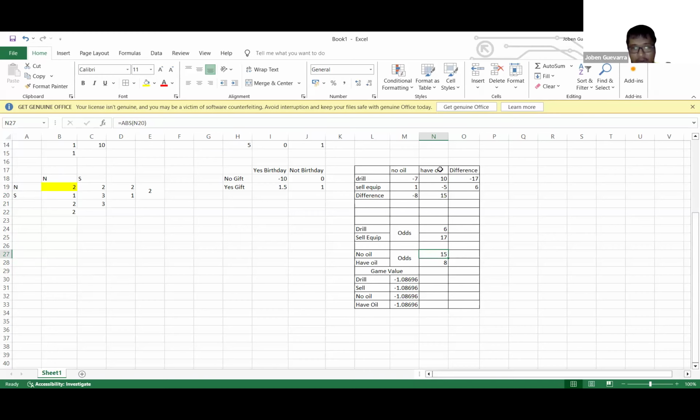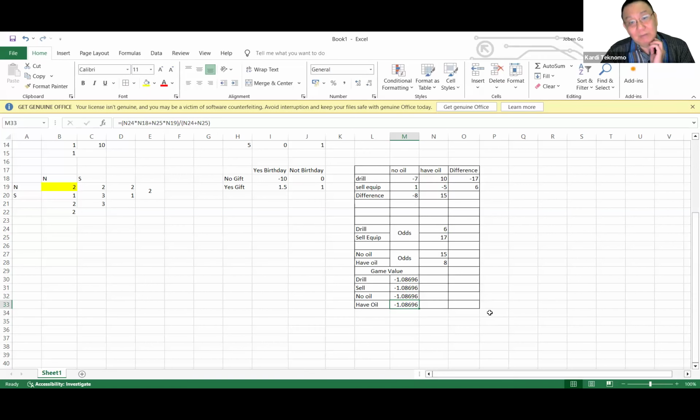Since it's in the column of the have oil, it will now be the odds of the no oil. Absolute value is 15. Then for the have oil, we get the difference of the column of the no oil, then get the absolute value. So it's 8. Then I will now get the game value. So they are all the same. Oh, so that's very good.